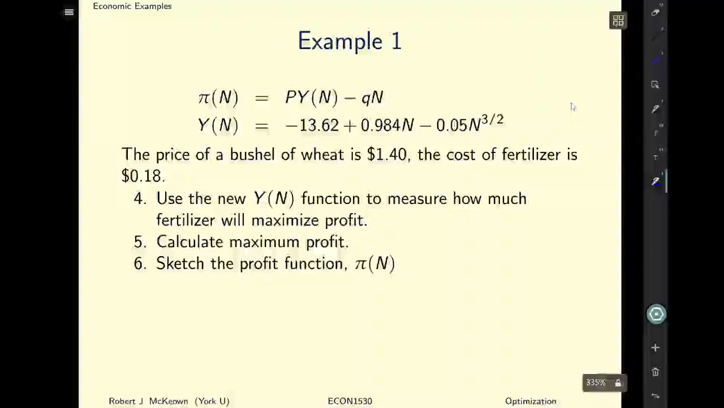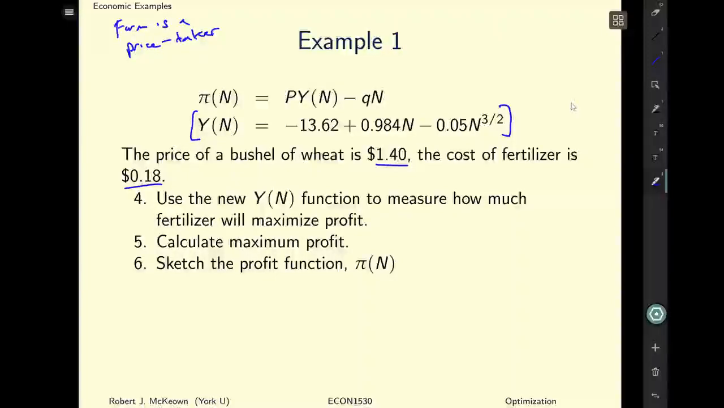Now we're actually given a detailed function. So instead of just general function, we're actually given some specific values. And the one I'm thinking of is we now know what the production function is for wheat. We also know the price of wheat and the cost of fertilizer. So in this example, the farm is a price taker. So they have no influence on price. They're just fixed.